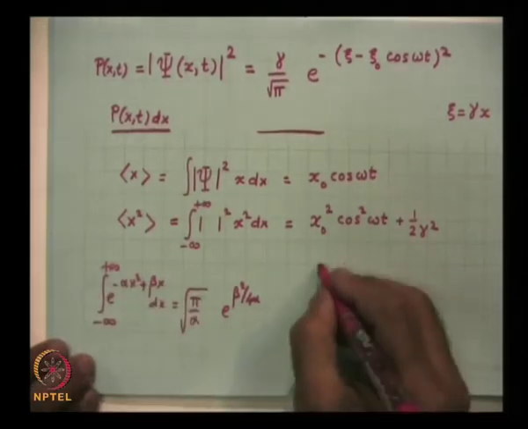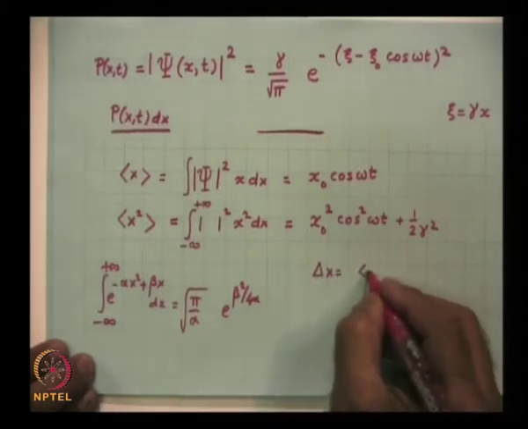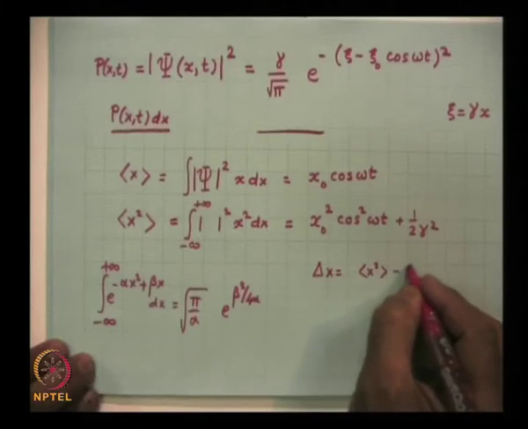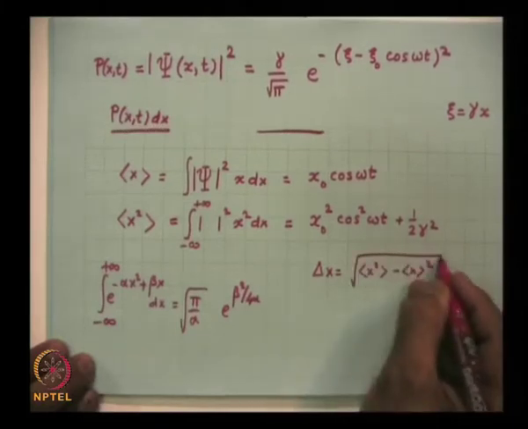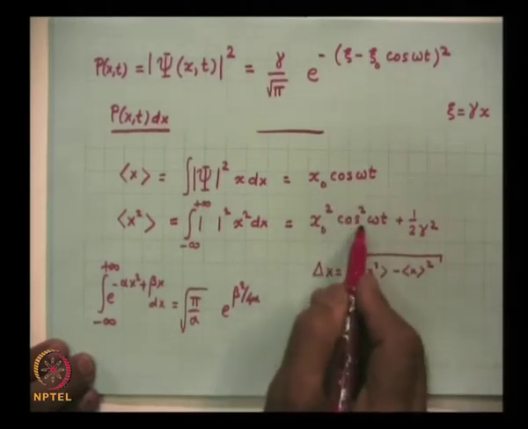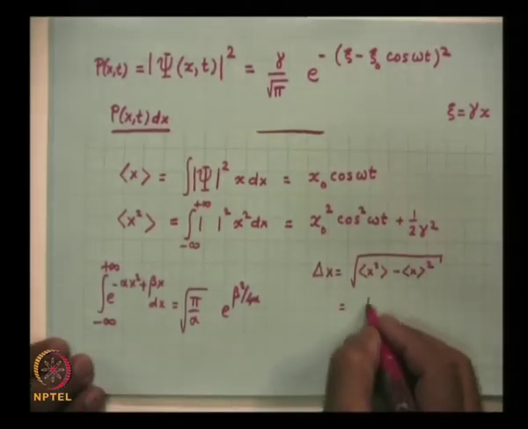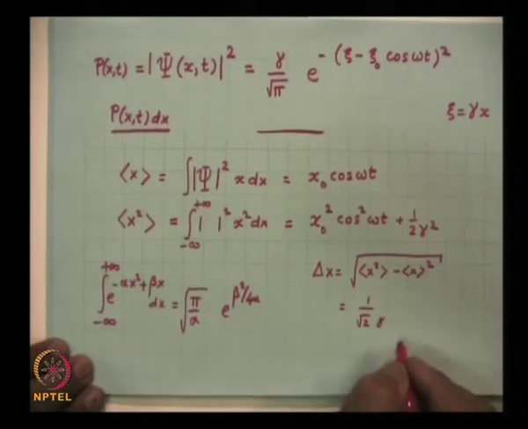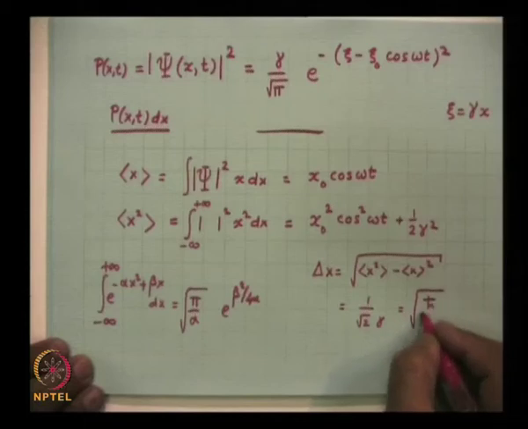So, then you can calculate delta x is equal to the square root of x square average minus x average square. So, this is this minus x 0 square cos square omega t. So, this term will cancel out with this. So, I will get 1 over root 2 gamma, and so this will be under root of h cross by 2 mu gamma.